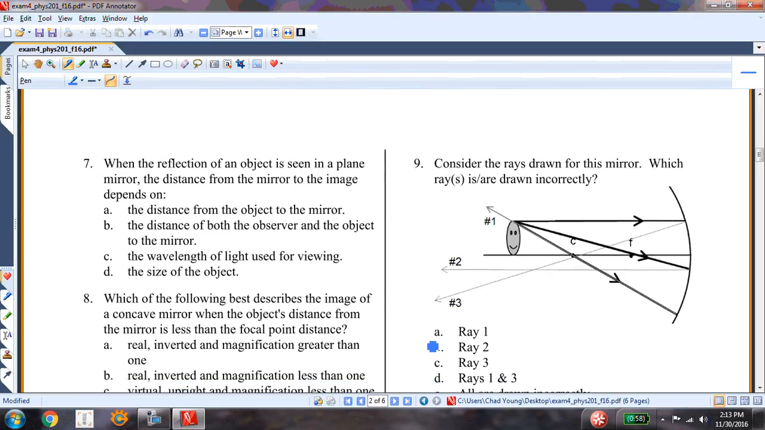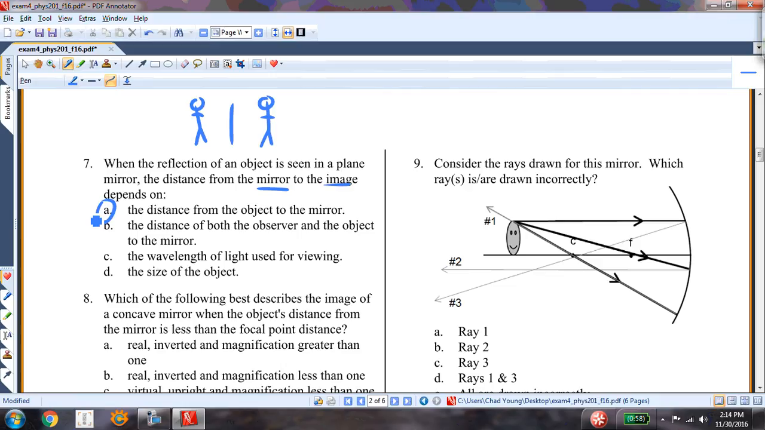When the reflection of an object is seen in a plane mirror, the distance from the mirror to the image depends upon which of these? Okay, so here's my mirror, here's my object, here's my image. The distance from the mirror to the image depends only on the distance from the object to the mirror. It's going to be exactly the same.